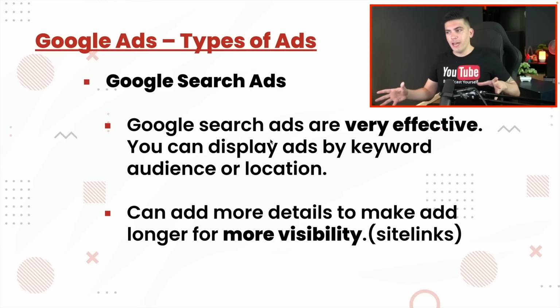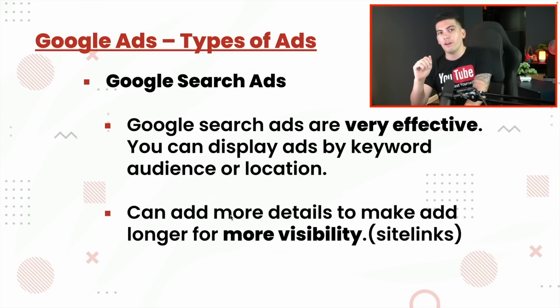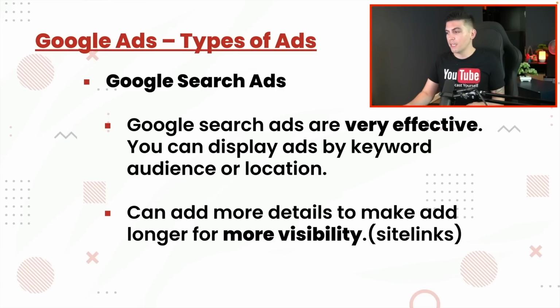Now, Google search ads. So Google search ads are very effective. You can display ads by keyword, audience, or location. You can add more details to make the ads longer for more visibility. These are also called site links. And when you guys do create your ads, I highly recommend to add in as many site links as you possibly can. The more site links, the better your ad is. It's pretty much how it goes. If your ad's better, it'll rank probably higher than your competitors.